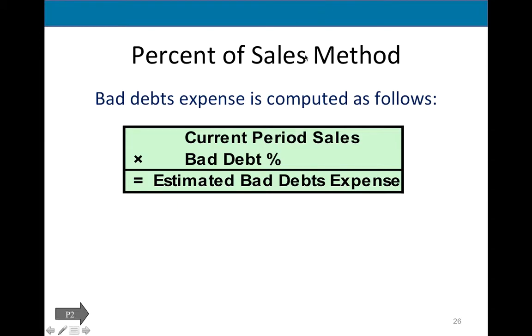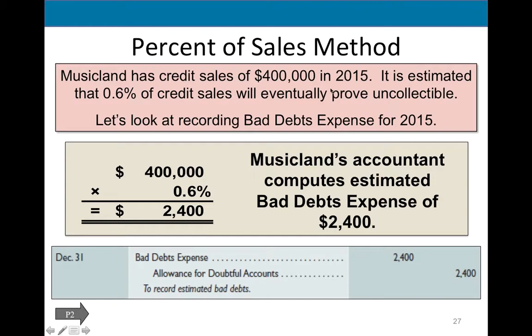So percent of sales is very easy. You take the sales, either total sales or only credit sales, whatever the problem tells you, and you will be given the percentage of bad debt, which the company estimates. You multiply and you plug it in. This amount that you calculate, you debit what? Debit bad debt expense, credit ADA. When do you make this transaction? The end of the period, December 31st. That's your adjustment.